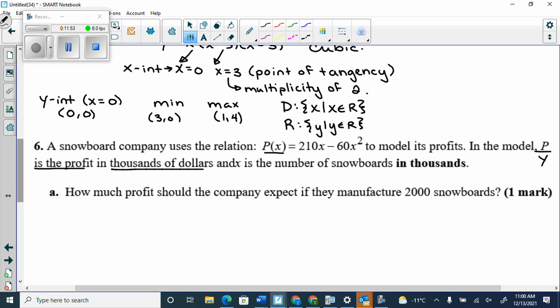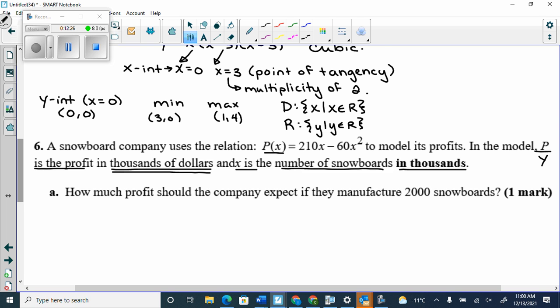Profit in thousands of dollars, so whatever y value you get, like say it's 30, that's $30,000. Say you get 100, that's $100,000. So it's saying the profit is in thousands of dollars. So whatever you get, you would actually put 3 zeros behind it. So they're making it so that the equation isn't so ginormous. It's thousands of dollars. And x is the number of snowboards in thousands. So if you get 3, that's actually 3,000 snowboards. And so that they don't have to give you a giant equation, your window doesn't have to be ginormous.